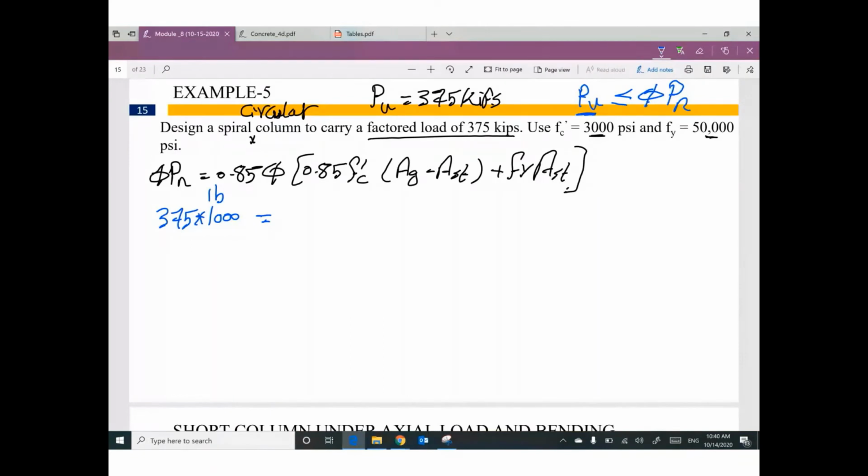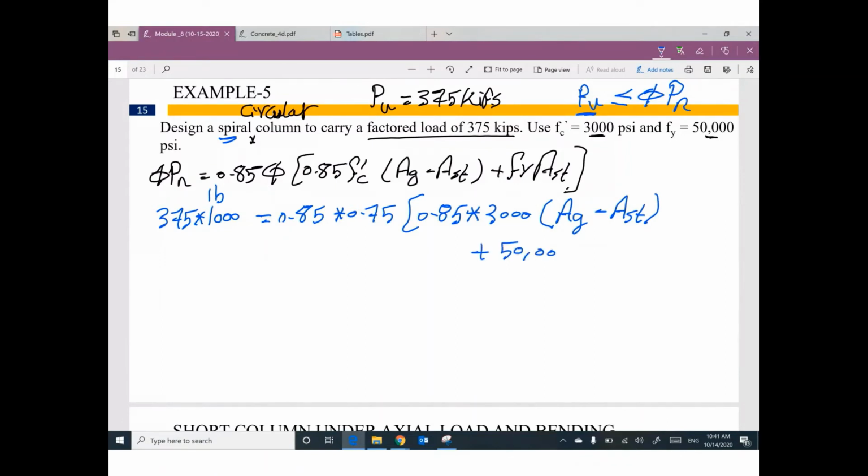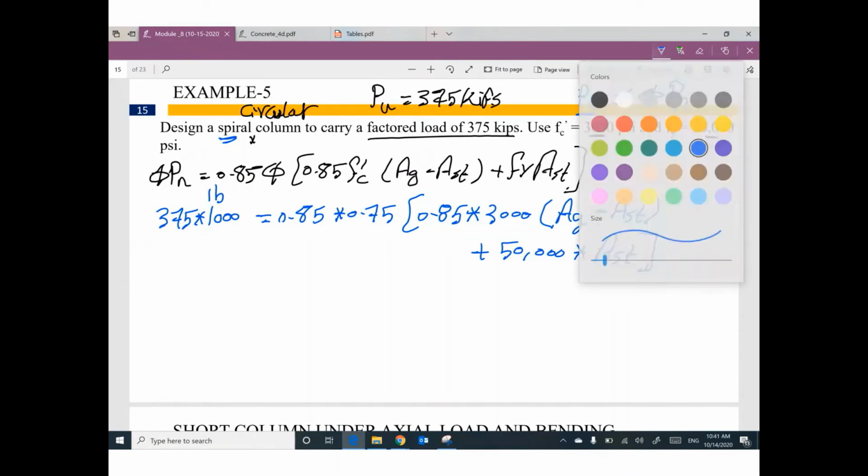Right side: 0.85, phi for spiral 0.75, 0.85, the value of F prime c is given, 3000. Area gross, I'm looking for. Area steel, I'm looking for. F yield 50,000. How many unknowns do you have in this equation? We have two, area gross and area steel.